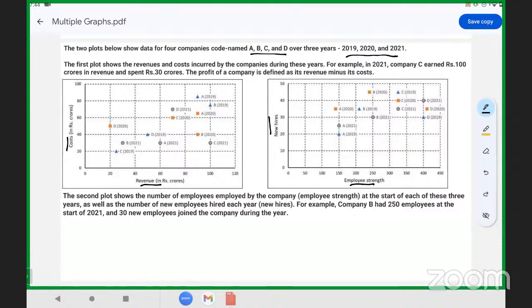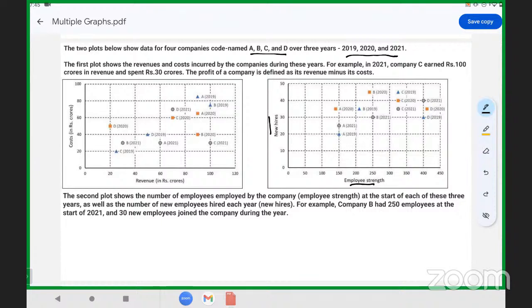For example, in 2021, company C. Let's find out where is company C 2021. Yes, over here. It earned 100 crores. Yes, see the revenue is 100 crores. Yes, it matches. And its spend is 30 crores, which means the cost to run is 30 crores. So its profit is nothing but 70 crores. Sorry, the cost is 30 and the profit is 70. So this is what the first graph indicates. This is basic. So the first graph will help us find out the profit.